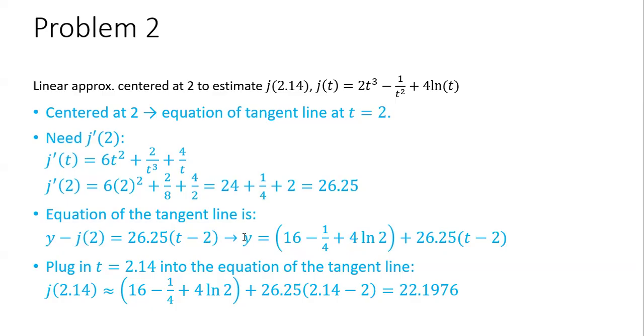So we're going to use this tangent line to approximate j of 2.14, okay? So we're going to plug in 2.14 right into this equation right here, where t is 2.14, okay? And you should get 22.1976 after that. Again, I would recommend you watch the short to understand how to use the linear approximation and why we're using it to approximate a nearby point. I explained it in the short.